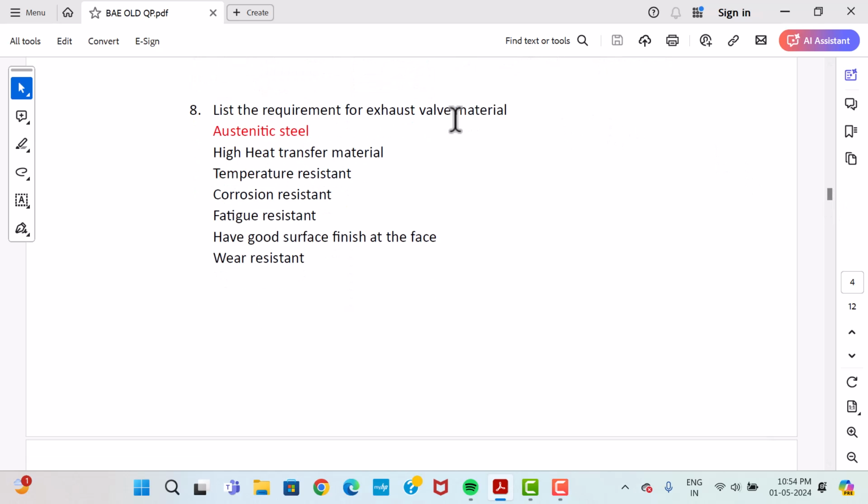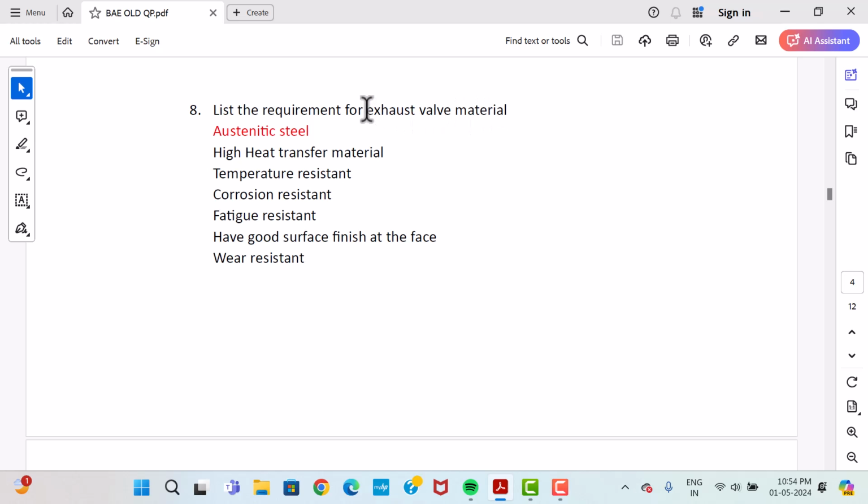Eighth question: list the requirements for exhaust valve material. That means what are the properties required for the exhaust valve material for manufacturing the exhaust valve? What type of material you have to choose, and what properties are required for that? So we generally take austenitic steel for the manufacturing of the exhaust valve.